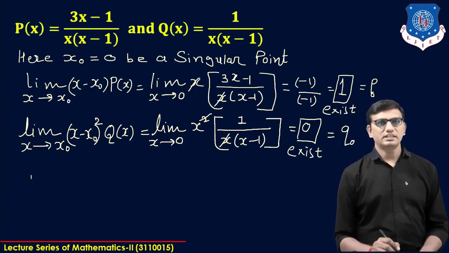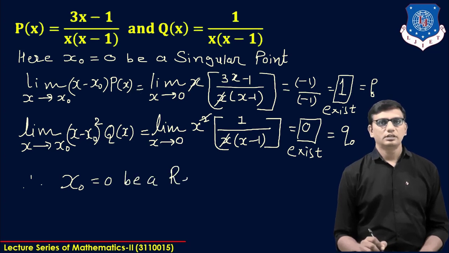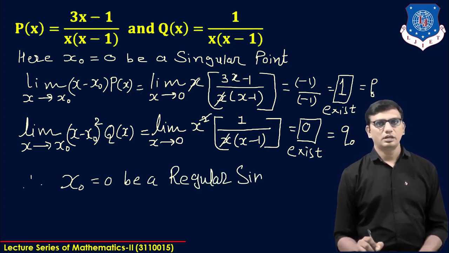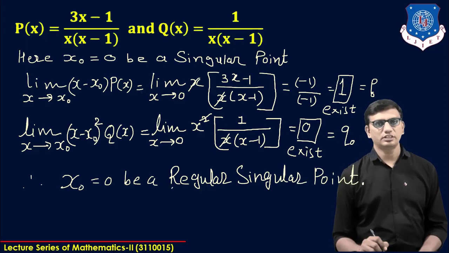Now we can say that x0 equal to 0 is a regular singular point of our differential equation. So we can apply the Frobenius series method for x0 equal to 0 point.